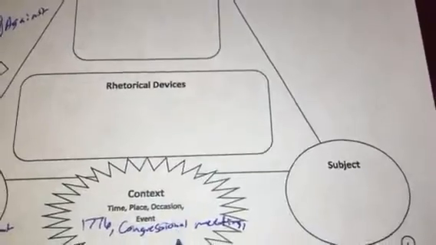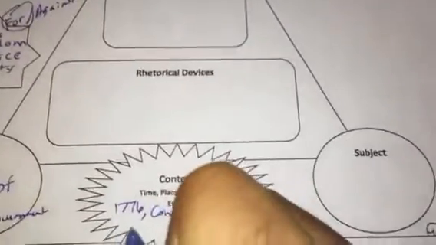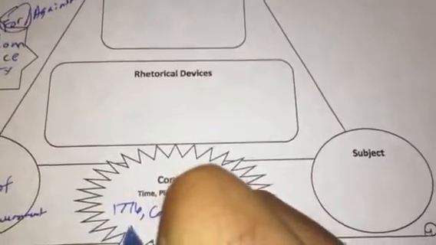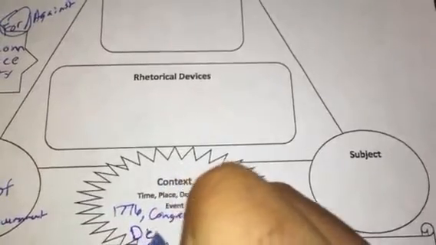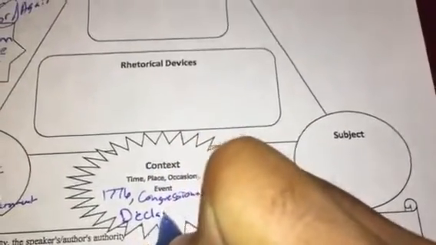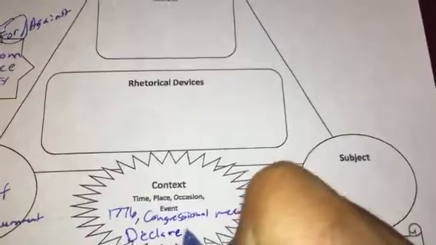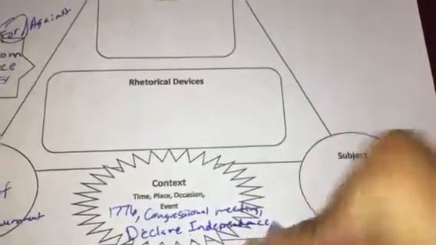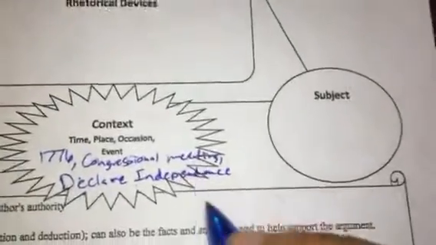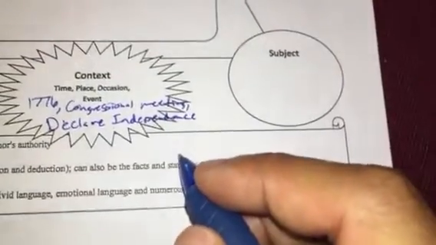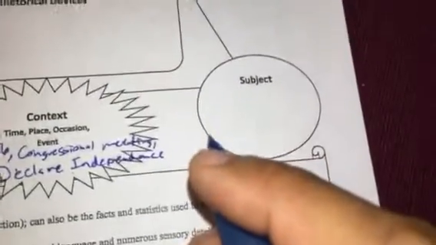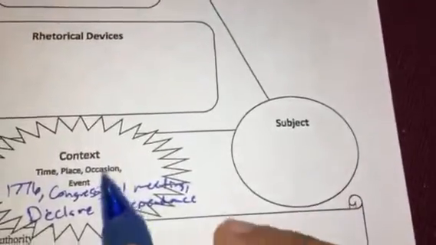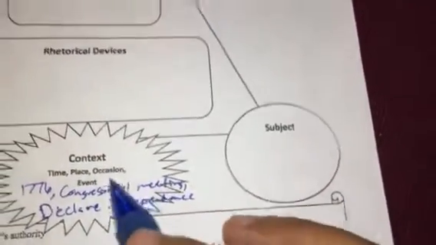Excellent. So the occasion, well, they're trying to declare independence. Declare independence. Excellent. Cool. All right, the event, well, it looks like it's a congressional meeting. So the event and the occasion or place seems to be the same.